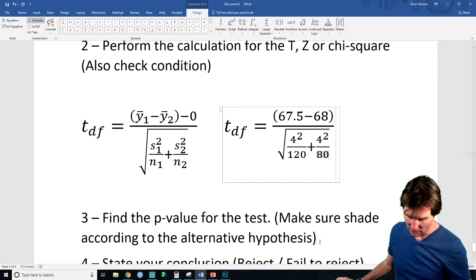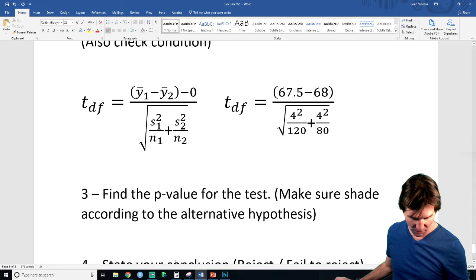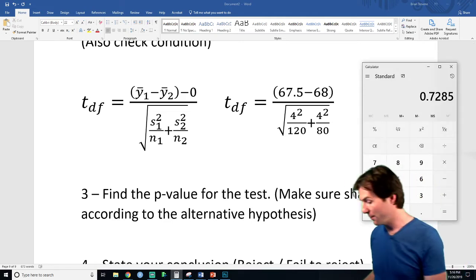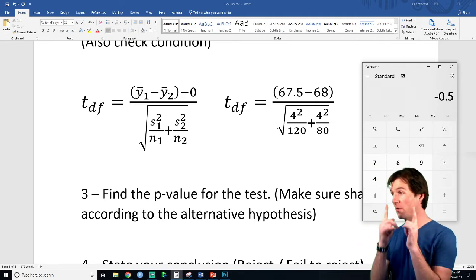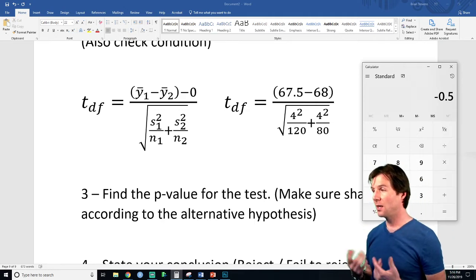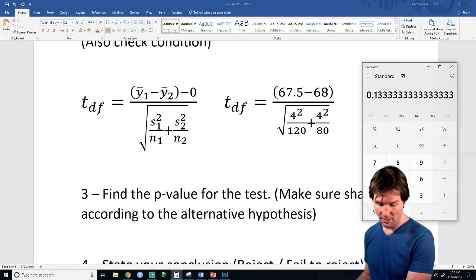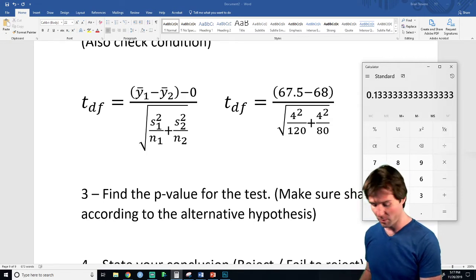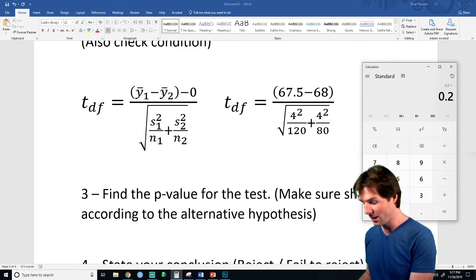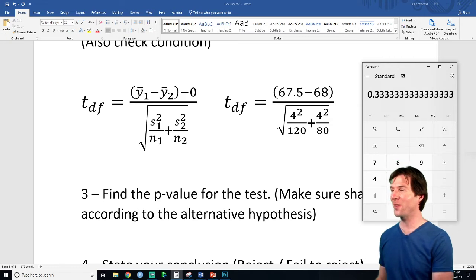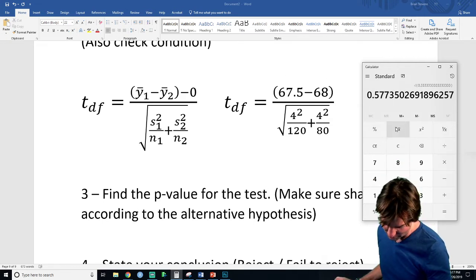So let's continue on. We need to solve for this t-statistic, which I'm going to do the mathematics for. Let's do it. 67.5 minus 68. The top of the equation, if you can't see it, is negative 0.5. The bottom of the equation is going to be the fun part. Well, it's 16 divided by 120. We're going to copy that for the moment. Then 16 divided by 80, which is 0.2. So then we add these two. Oh, that's so cool. It's 1/3. And then when we square root 1/3, we get that right there.